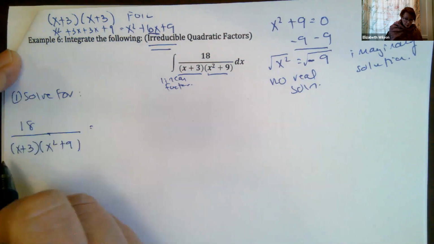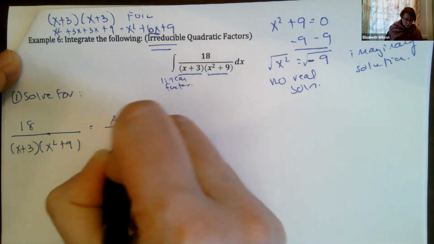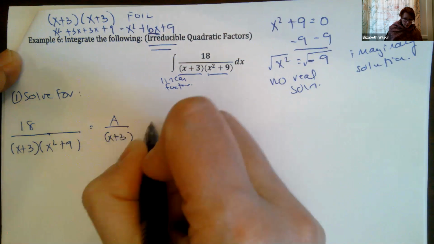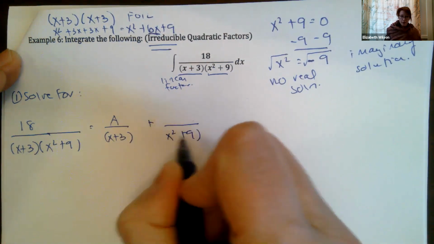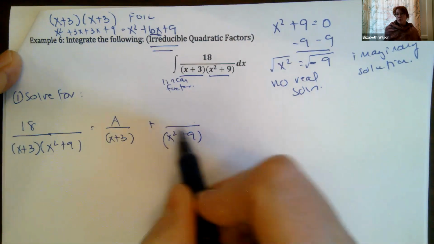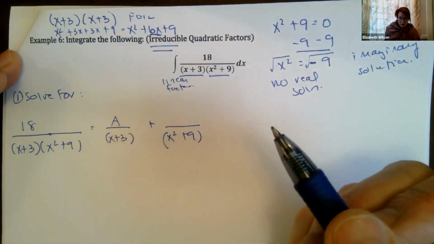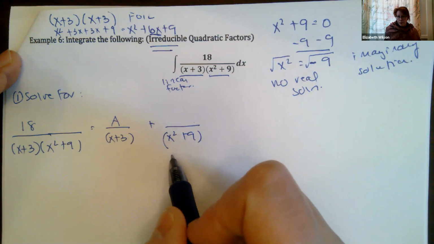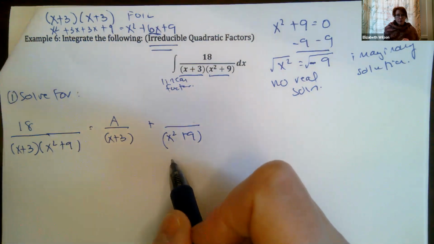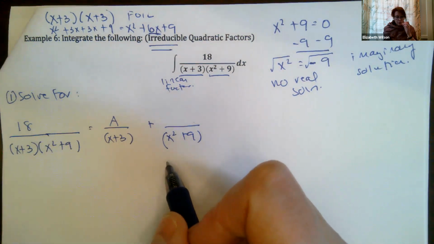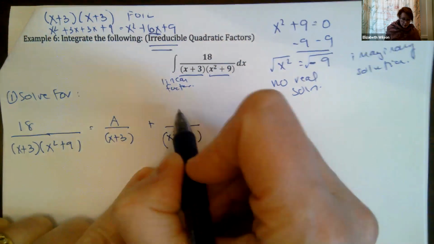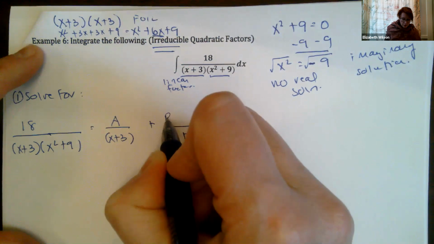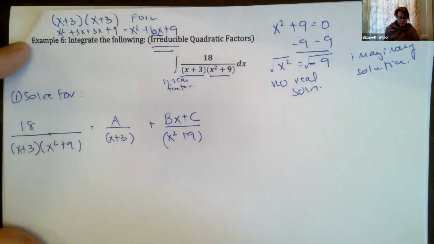I have a linear factor, so I can just go A all over x plus 3 plus. Now watch, I can't reduce this, so I've got x squared plus 9 in the denominator. The question is, what do I do in the numerator? I have an x squared term in the denominator. This is different than my linear factor that was repeated that I needed to write multiple times. This is an irreducible quadratic. I have to write it like this, Bx plus C. You must write it like this.